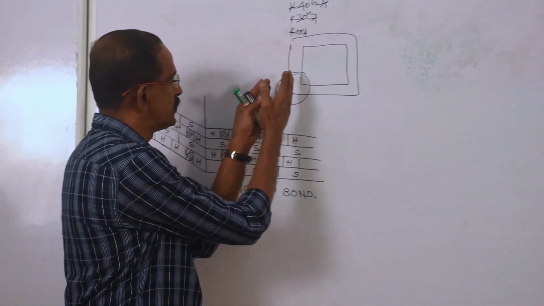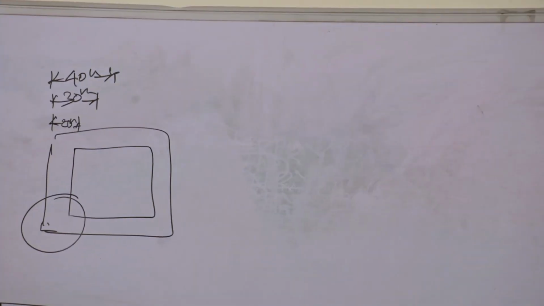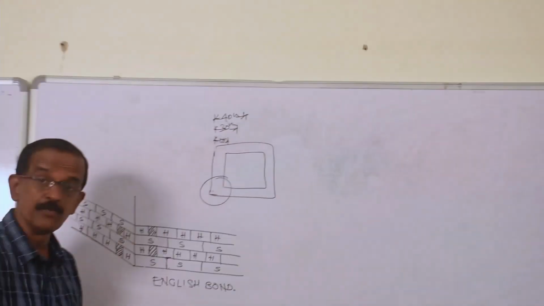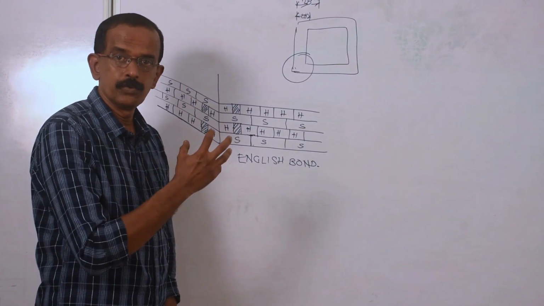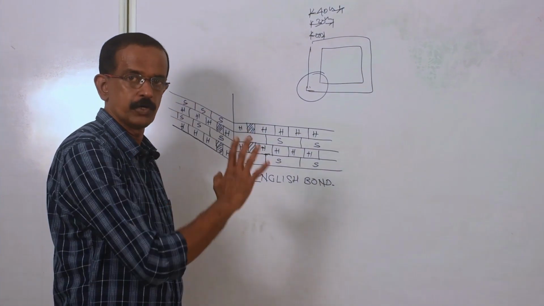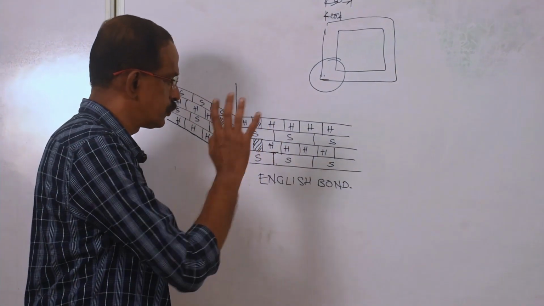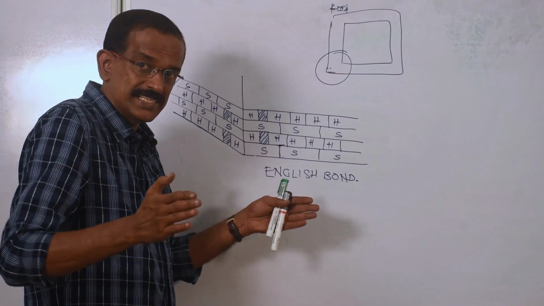30 centimeter. Thickness is increased from 20 to 30 centimeter. Whether there will be any change in the elevation. Front view, there will not be any change. Front view won't change. Front view like this only. Only the top view, thickness is increasing.